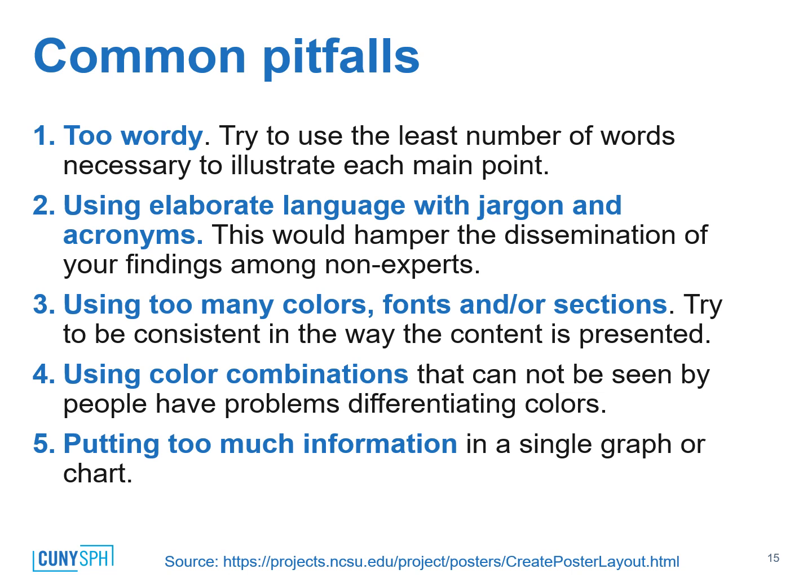Third is too many colors, fonts, or even sections. Visual clutter makes a poster much harder to read. So keep your design consistent, use a small intentional color palette, and no more than 2 fonts. Fourth, inaccessible color combinations. Many common color pairings like green-red are impossible to distinguish for people with color vision deficiencies. If you're unsure, run your poster through a color blindness simulator.